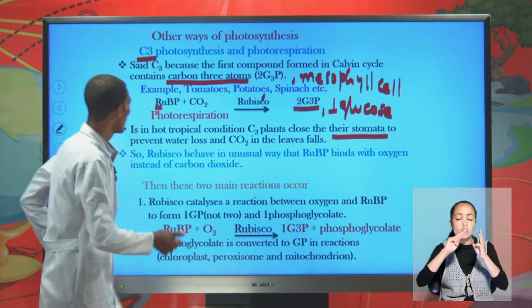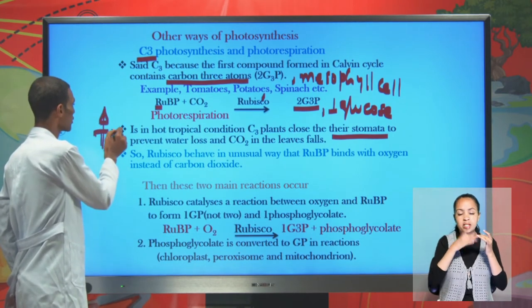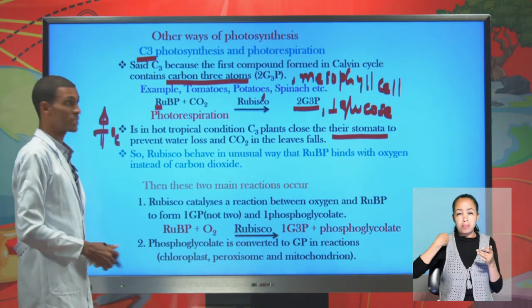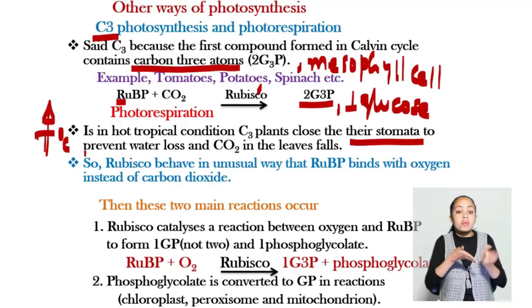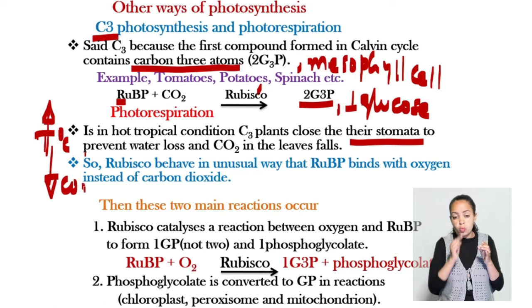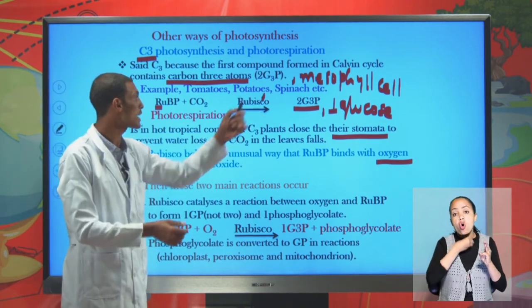This type of plant may not be adapted to higher temperature. If temperature increases, they close their stomata to prevent loss of water. And if the concentration of carbon dioxide becomes low, Rubisco may not catalyze in the original manner. Instead, Rubisco behaves in an unusual manner, allowing ribulose bisphosphate to bind with oxygen instead of carbon dioxide. In this manner, the oxygenase activity catalyzes the process.